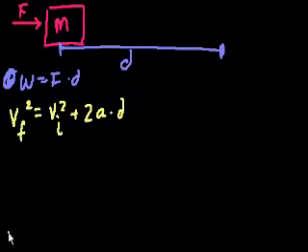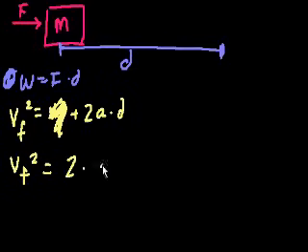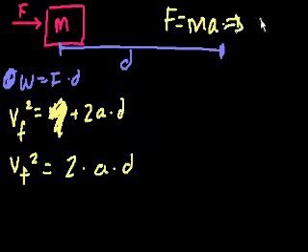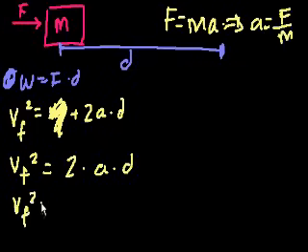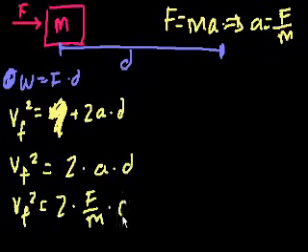But in this situation, what's the initial velocity? Well, the initial velocity was 0. So the equation becomes vf squared is equal to 2 times the acceleration times the distance. And then we could rewrite the acceleration in terms of the force and the mass. So what is the acceleration? Well, F equals ma, or acceleration is equal to force divided by mass. So we get vf squared is equal to 2 times the force divided by the mass times the distance.